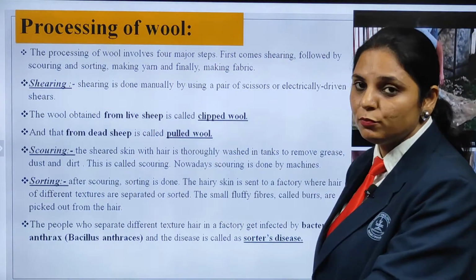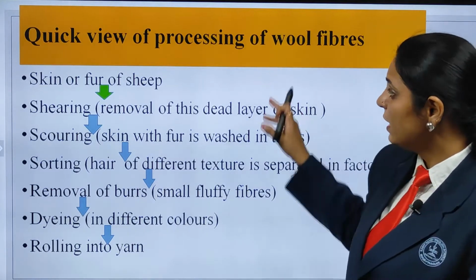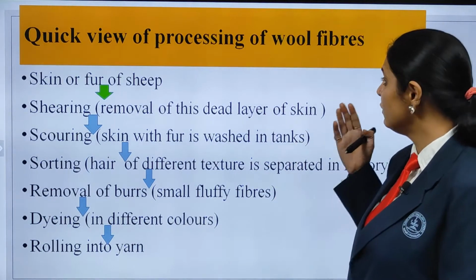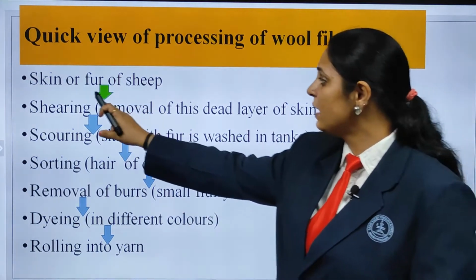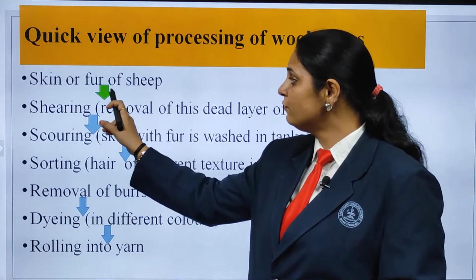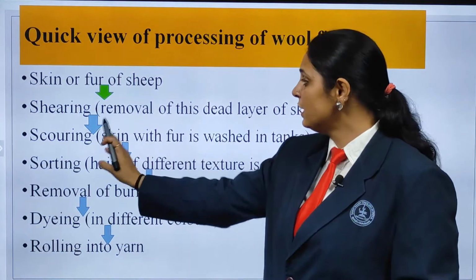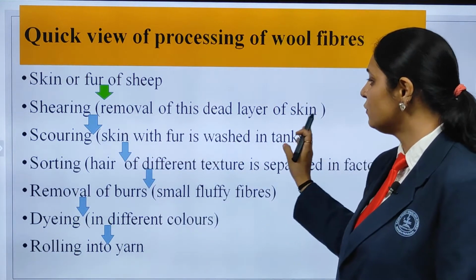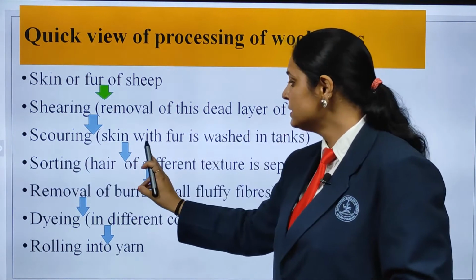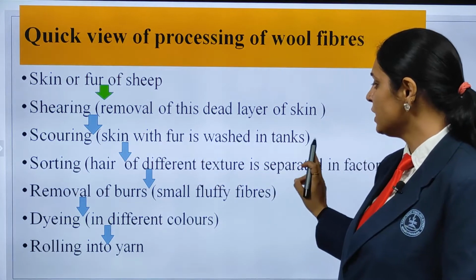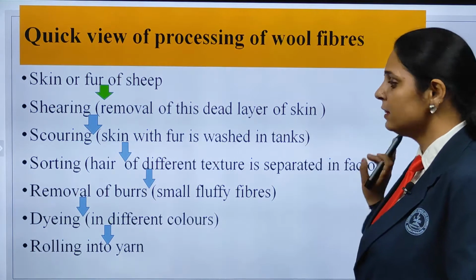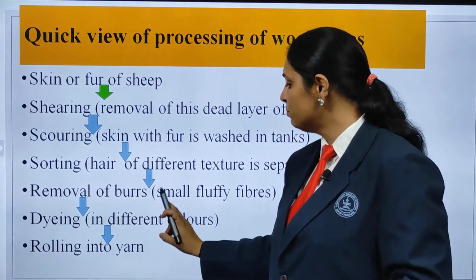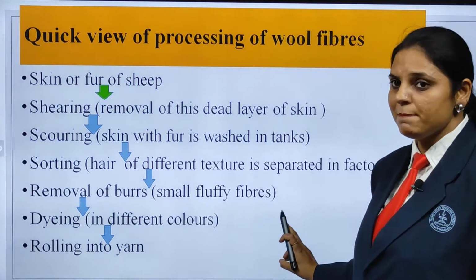So this is how the process is being done. Let's have a quick review of how the processing of the wool fibers is done. Once we have taken the skin or the fur of the sheep, then shearing, that is removal of this dead layer of the skin, then scouring, skin with fur is washed in tanks, sorting, hair of different texture is separated in the factory, then removal of the burrs, small fluffy fibers.